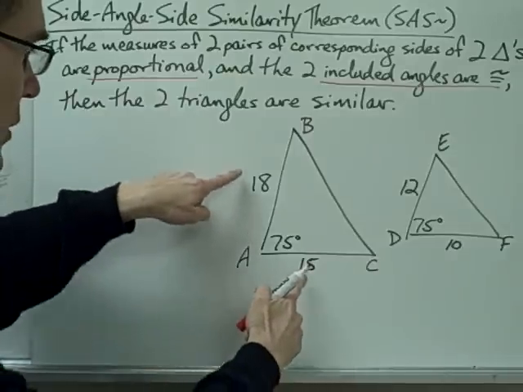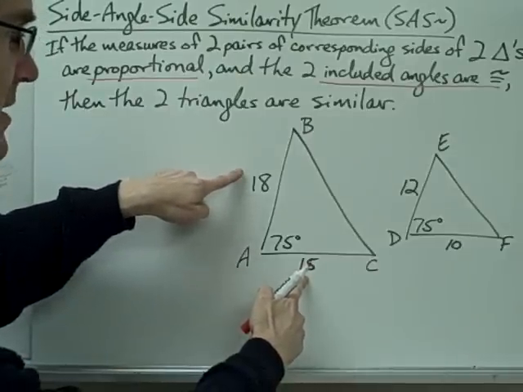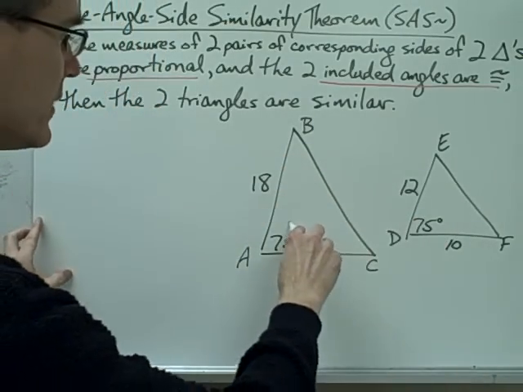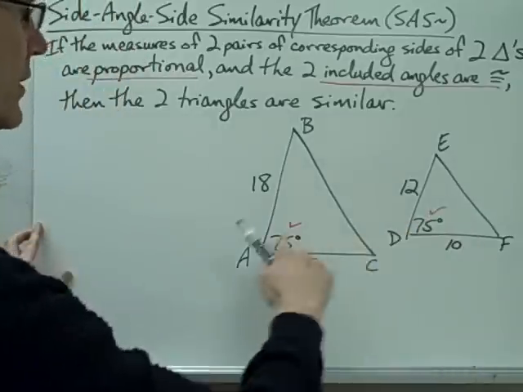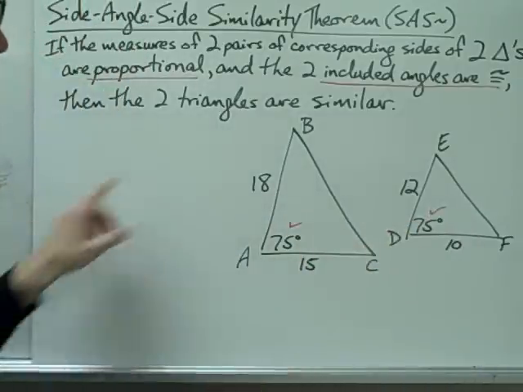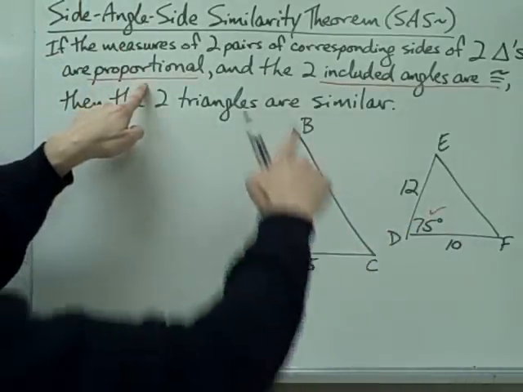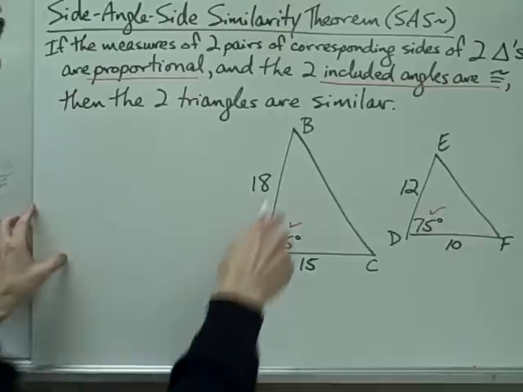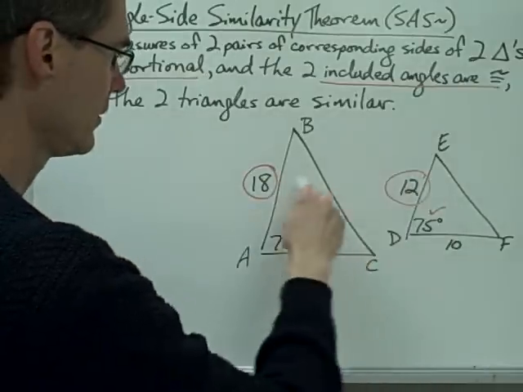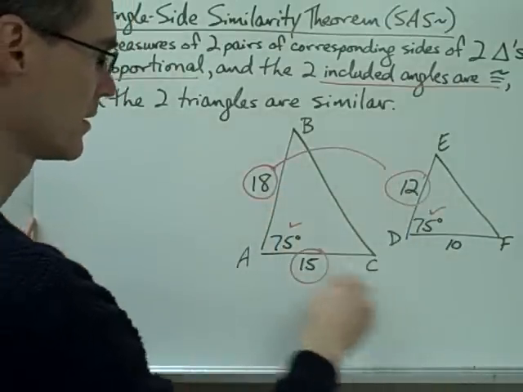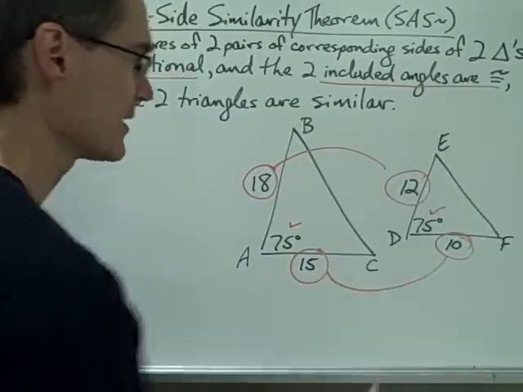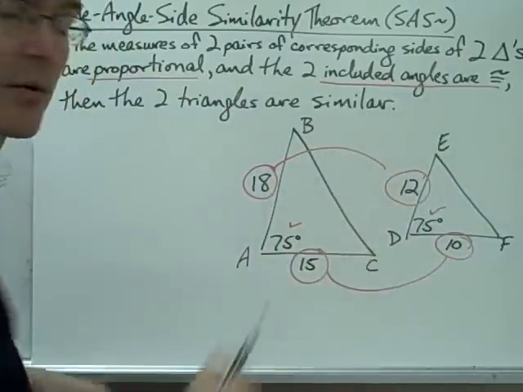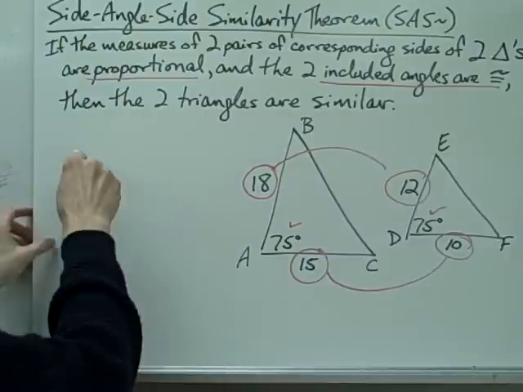Okay, well, let's see. Here I have two sides on triangle ABC and two sides on triangle DEF, and I have the included angle. All right, the two included angles are congruent, so I got that part. So now I just need to see if these two pairs of corresponding sides are going to be proportional. So I need to check this pair of corresponding sides and this pair of corresponding sides and see if they form a proportion. In other words, I need to see if these ratios are going to be equal.